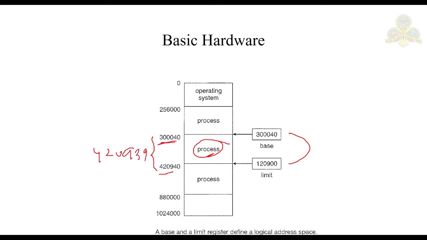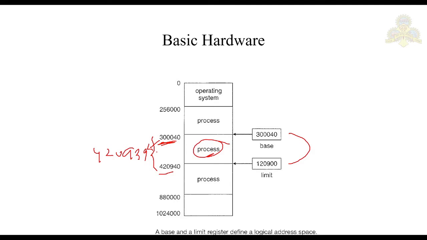So from this value till this value your process can access. If suppose your process tries to access any other values or any other address apart from this, that means your operating system understands that your process is trying to access a different process or the operating system process. So in that case an error occurs.